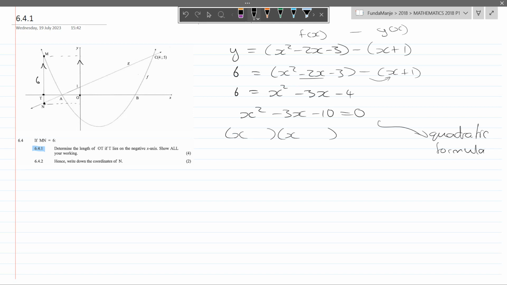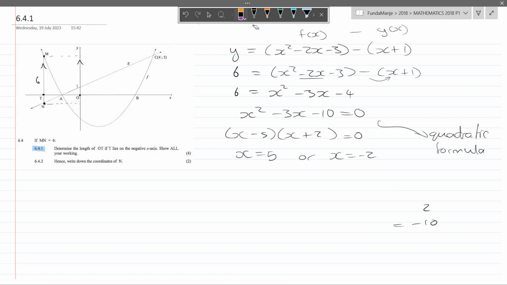So the factors will be 10 and 2, that's the pair, and 10 and 1, then we have 5 and 2. The one that's likely to give us minus 3 when we add will be 5 and 2, because we know minus 5 plus 2 gives us minus 3. So we can put minus 5 plus 2 here. And we also see that minus 5 times 2 gives us minus 10. And that is that x here will be equal to 5, or x is equal to minus 2.